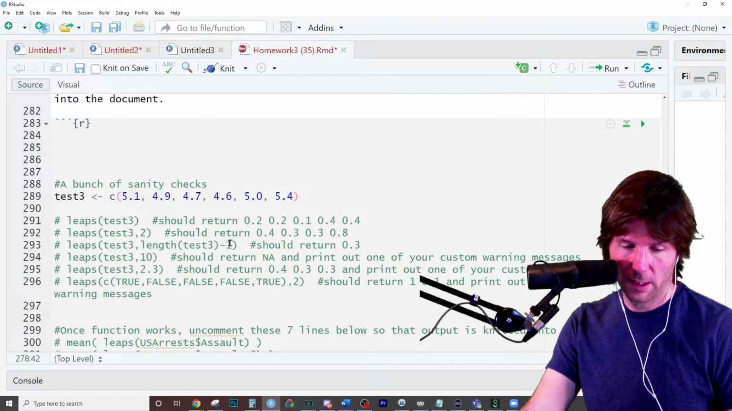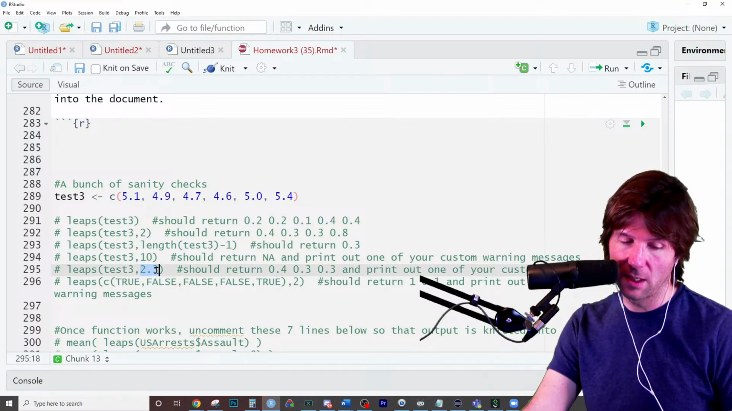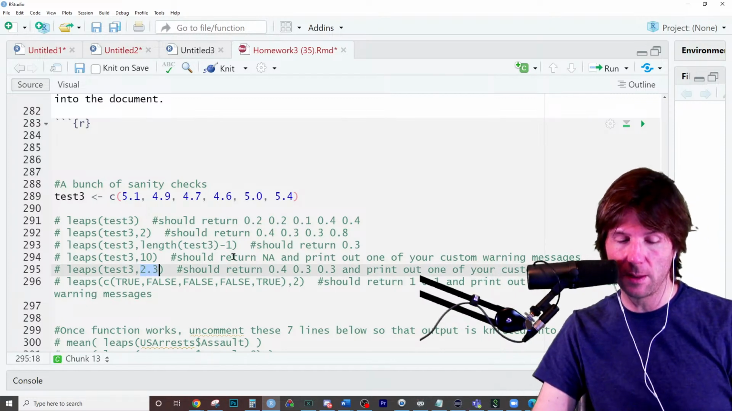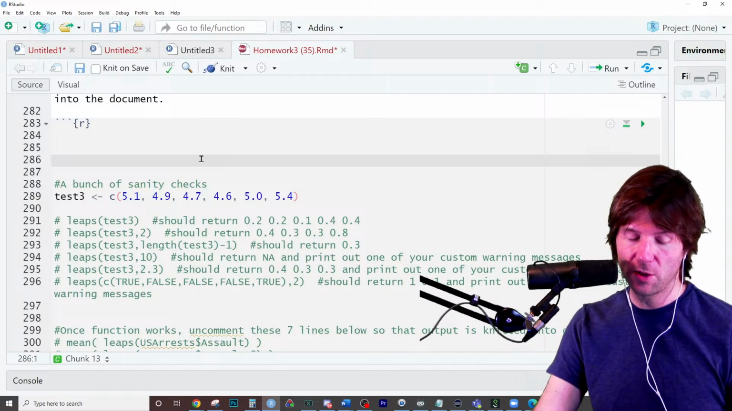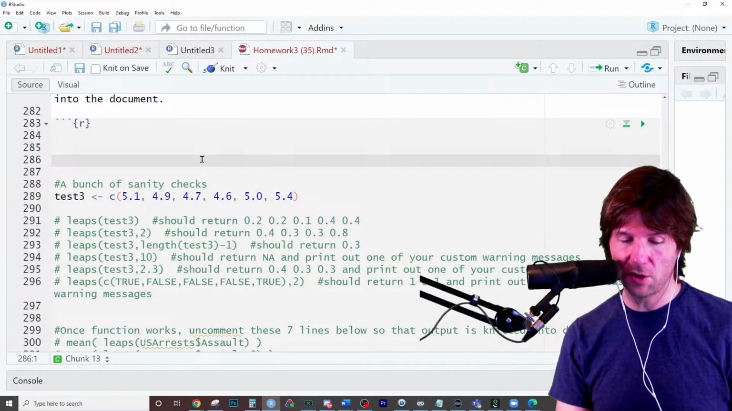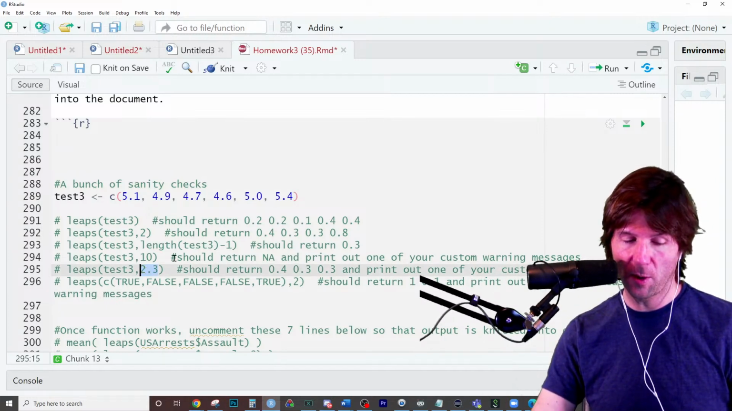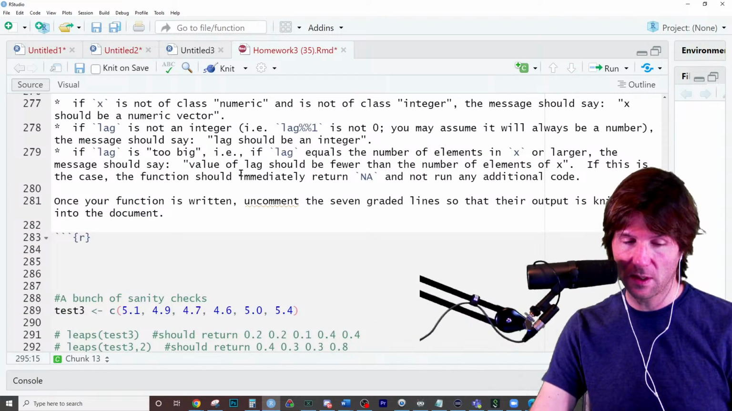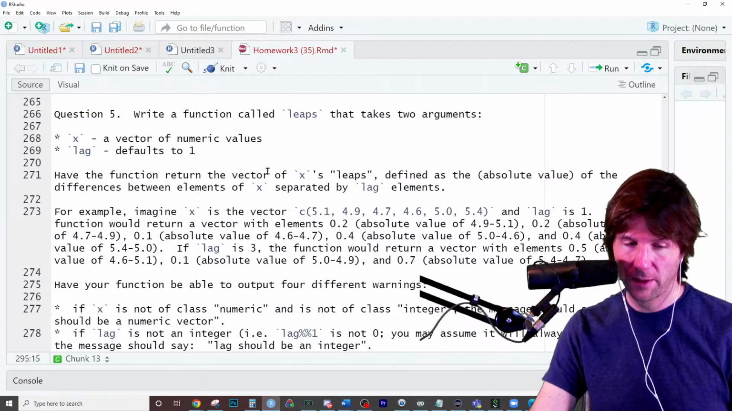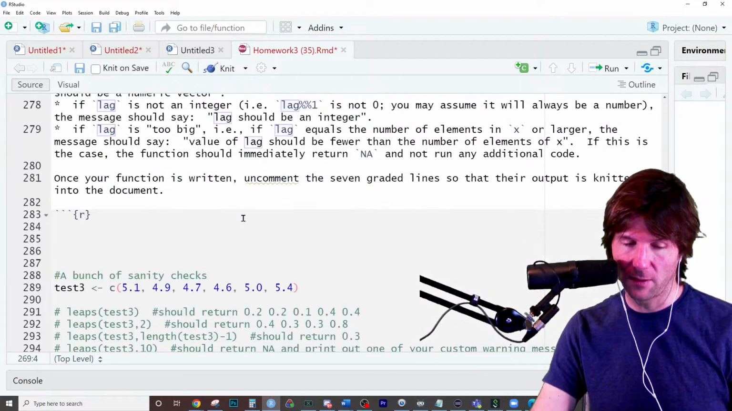Should return a custom warning message where the vector is not the same length. Oh, because you don't enter a whole number for the lag function. So what you'd want to do right here is look at what someone gives you for this value, which is going to be part of your function, which does have a default right here. I think it's 1 for the lag.